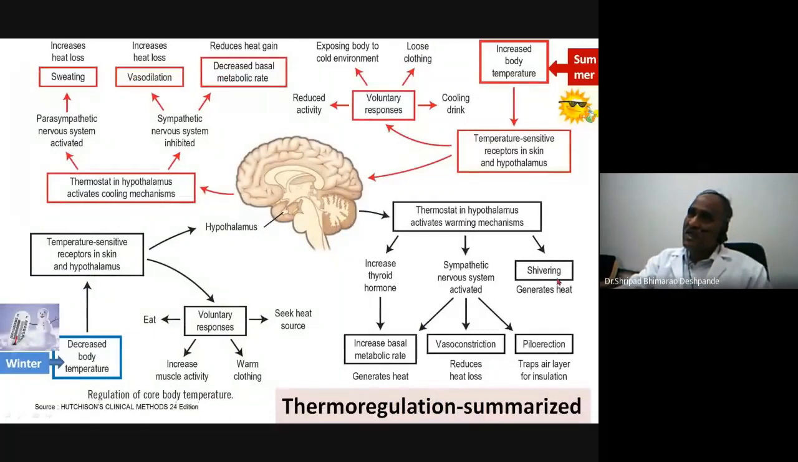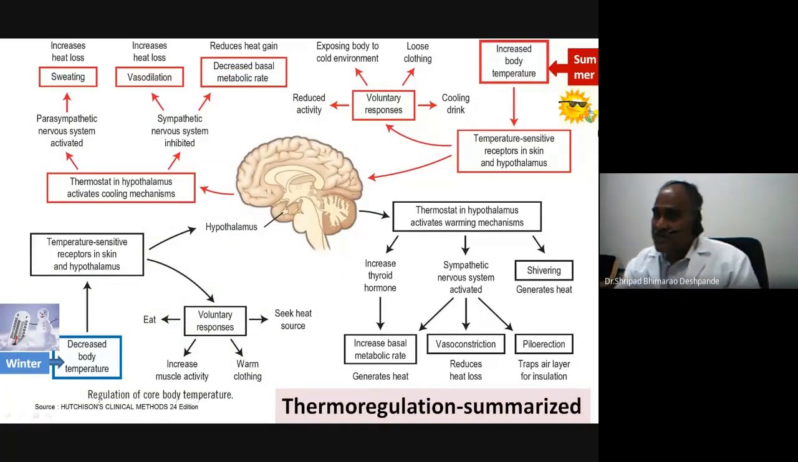This is the summary of the entire chart. I will start here with summer. With increased body temperature, the temperature sensitive receptors in the skin and hypothalamus are activated. Once they are activated, you have these voluntary responses. Because of the heat, there is reduced activity. Because of the heat, you want to have cold drink, cold food and ice cream. And because of the heat, you want minimal clothing. Because of heat, you want to go to a cold environment. So these are some voluntary responses.